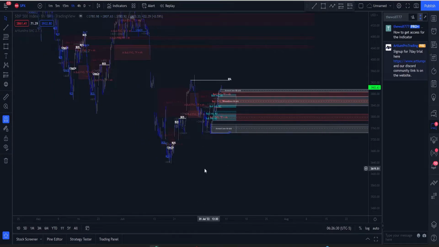Same thing on the S&P 500. I'd be looking to retest this if we do get a reversal to the downside. I'd be looking at this spot somewhere around this area, to get a retest of this equal bottom.